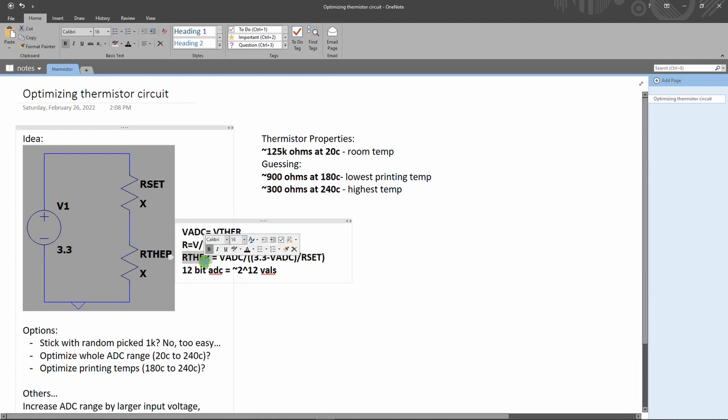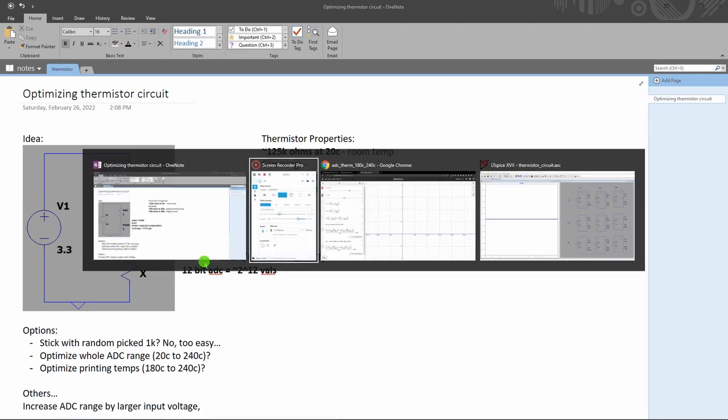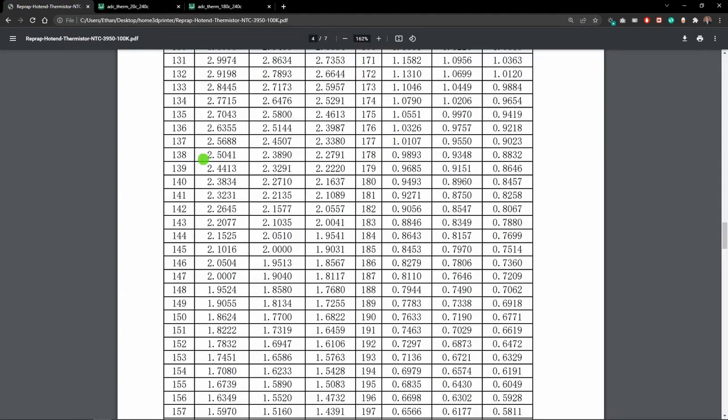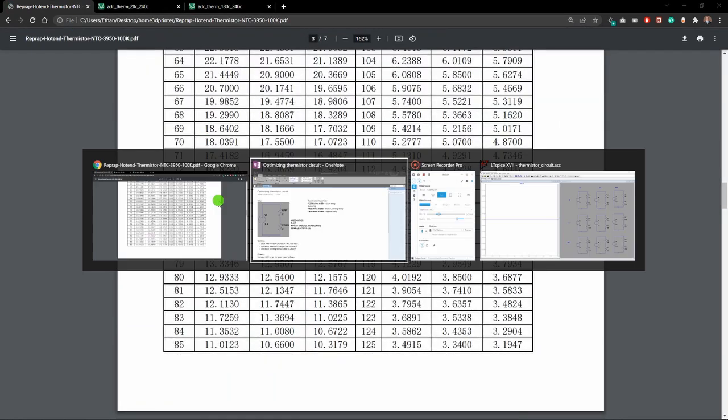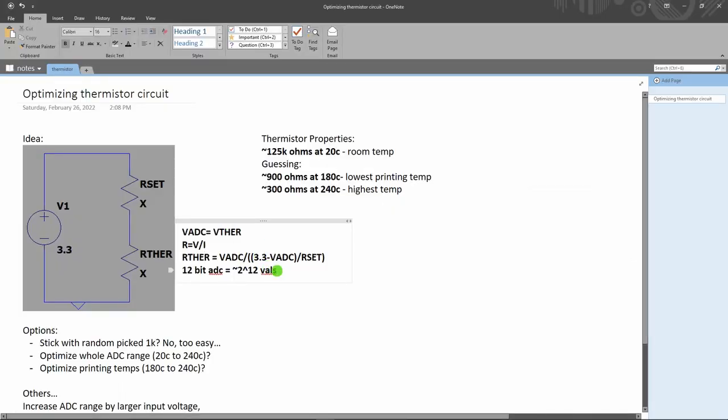From there we can just simply use our table here to figure out what the temperature is from the resistance. And then we're going to be using a 12-bit ADC from my implementation. That's the highest one I could get. I know that Arduinos have 10-bit, I think. Maybe other microcontrollers have a little bit better, but yeah.